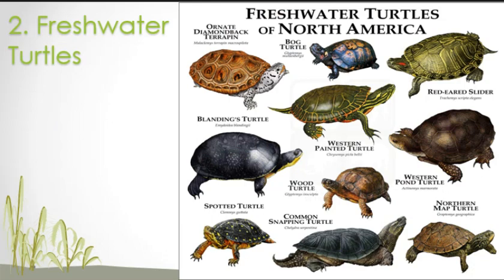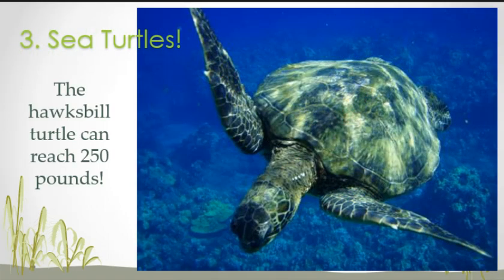Let's finish up so we can get to our dissection. Freshwater turtles, you've probably seen several of these around. There are snapping turtles. Where's the alligator snapping turtle? They're big, crazy snappers. It looks like a dinosaur, with big spikes on its shell. Then we've got the red-eared sliders, okay.